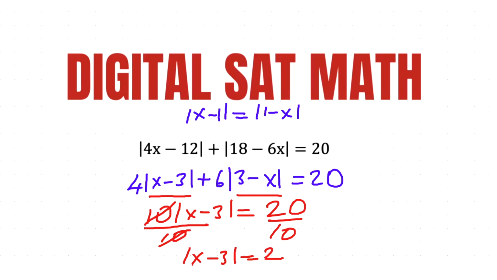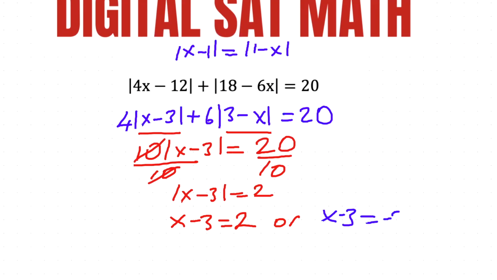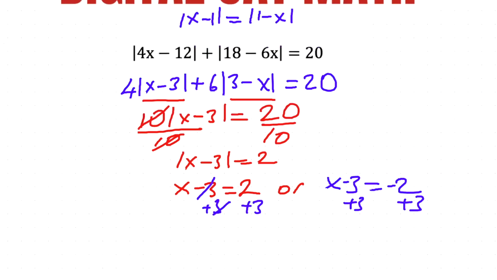So then again, same thing. Remember, we had a similar type. X minus 3 will be equal to 2, or x minus 3, let me write that with a different color, x minus 3 will be equal to negative 2. Add 3 to each side of the equations. Same thing. So x will be 5 here. In this case, x will be equal to positive 1.